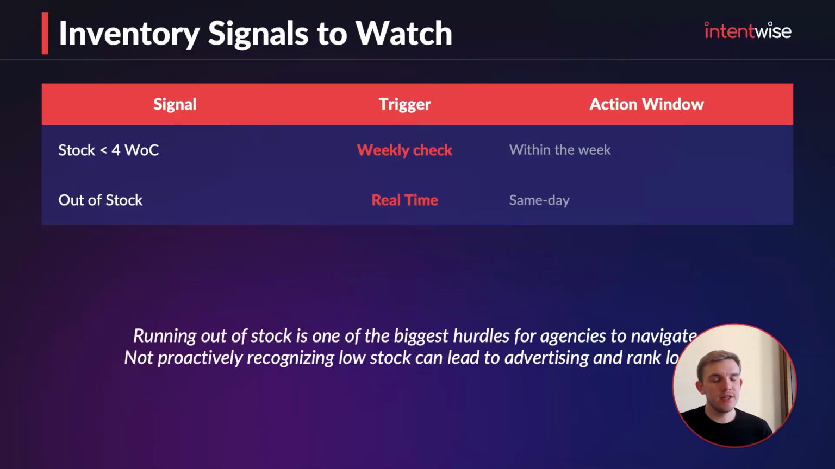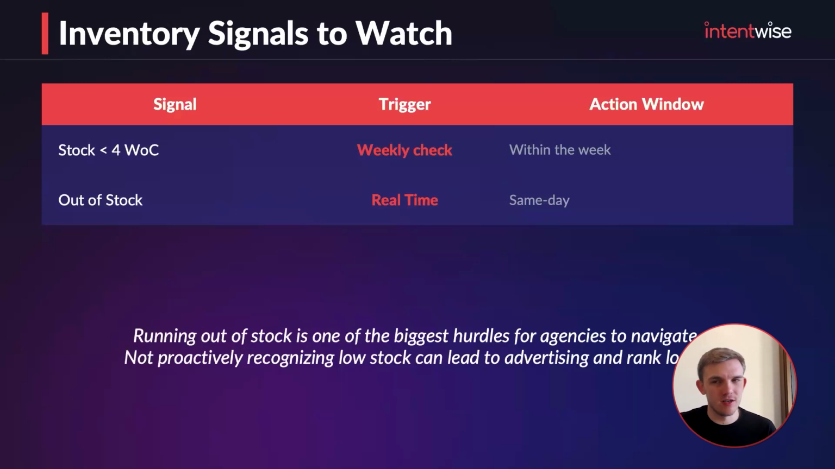So setting up on a weekly level, I'm going to check for all of my ASINs that are falling below maybe 4 weeks of cover. That might vary brand to brand what that number is. Maybe you guys only typically keep 3 weeks of cover in, but you and your brand probably have an idea of what that is. So that's how many weeks of inventory, based off of your current sales velocity, you have in Amazon.